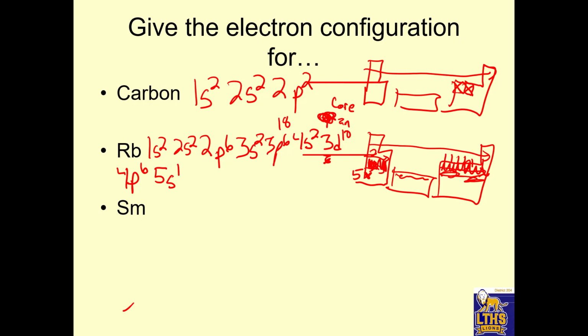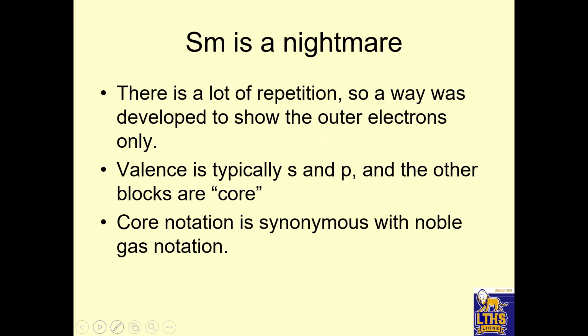Okay. Now the next one we look at is Sm, which has 62, and I'm not going to do that one. Okay. There's a lot of repetition. So a way was developed to show the outer electrons only. Those are the ones that react. Valence is the outer electrons. Okay. Outer electrons are the valence electrons. Valence is typically s and p, and the other blocks are the core. Core notation is synonymous, means the exact same thing as noble gas notation.